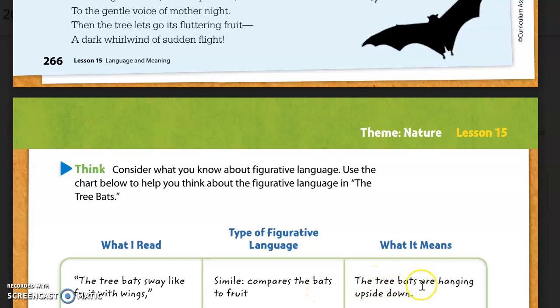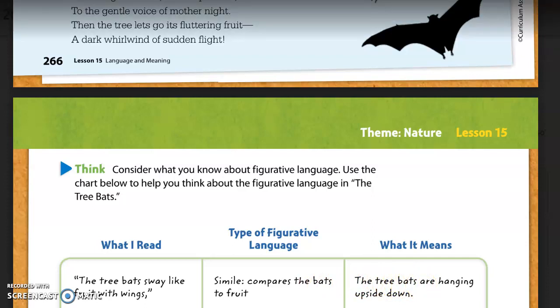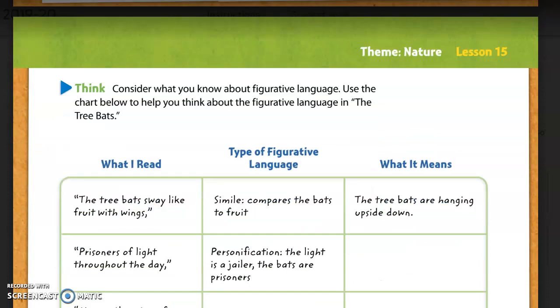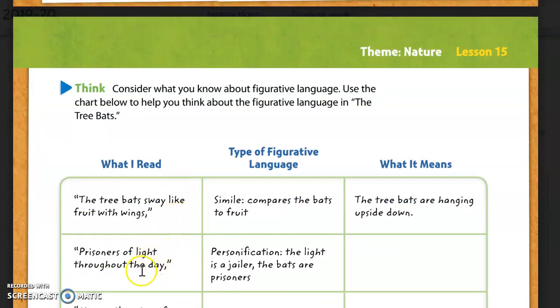And just saying that the bats are hanging upside down is really the visual they wanted to give you. When they said they're prisoners of light throughout the day, it's because they don't go out in the light. So they have to stay hanging in the tree until it's dark because they're nocturnal. They like night. So to say they're prisoners is personifying them. It's making them seem human, like a prisoner that can't leave the jail cell.